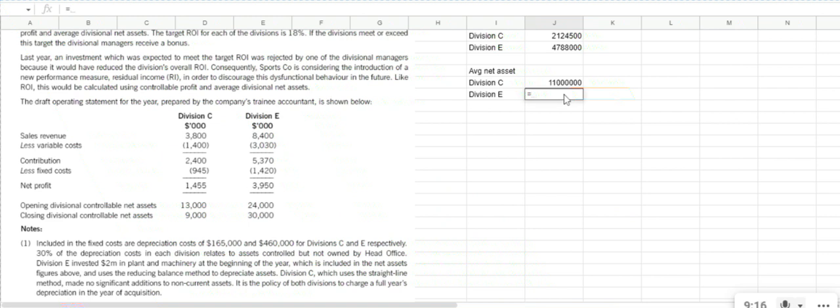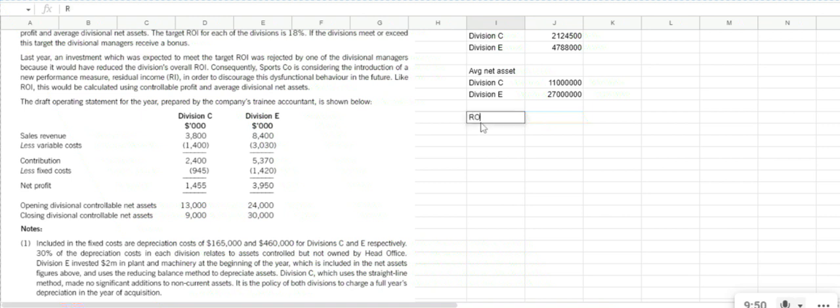Now let's do the same for division E. Its opening net assets was plus closing net assets was. Once again, be very careful with the zeros because we can make very common mistakes over here. Divided by 2.